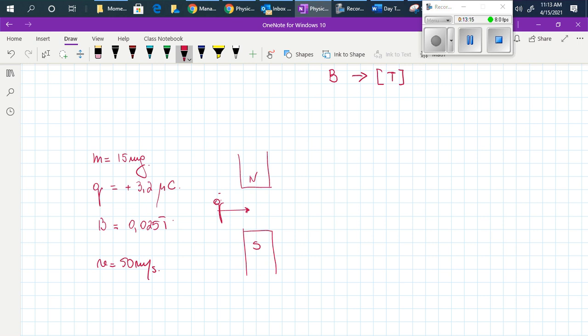Okay, so first of all, let's define the direction. In this case, the charged object is moving, and it is experiencing an external magnetic field. So the magnetic field is leaving north going to south. So this will be B, and this will be V.